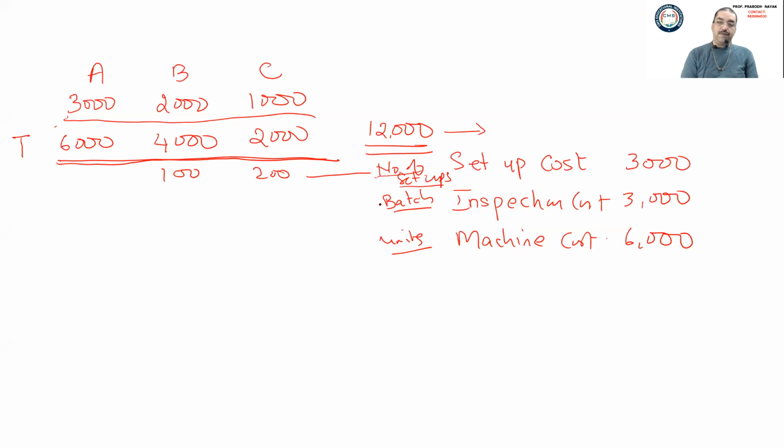Number of batches. I tell you that it is, say, 150 batches for A, 75 for B, and 75 for C.